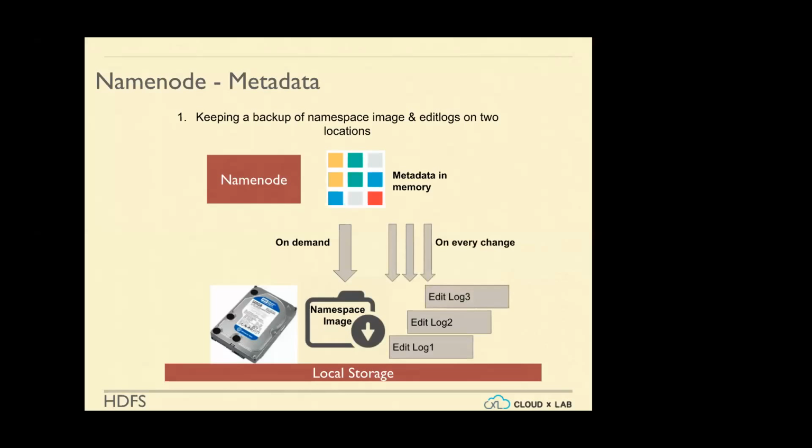So if this part fails, then we'll have to take the namespace image, merge it with edit logs 1, 2, 3, and get the current state of metadata in order to recover the name node. This way we have a backup of the metadata and still it is fast. The namespace image is basically a snapshot of the metadata that we would schedule to be done on demand. So this is how it keeps the metadata.